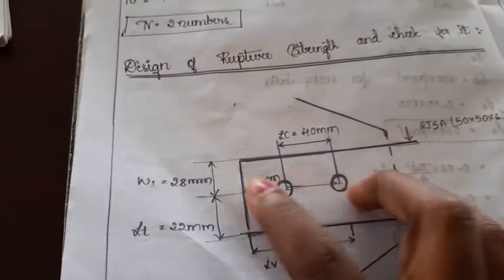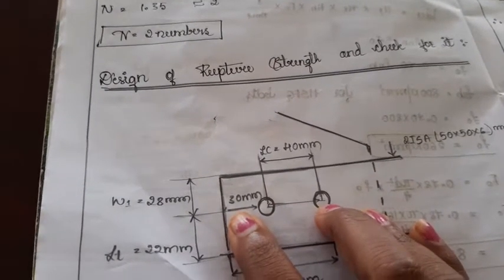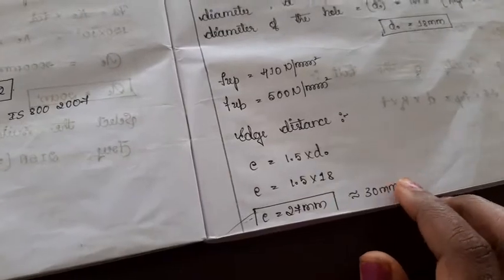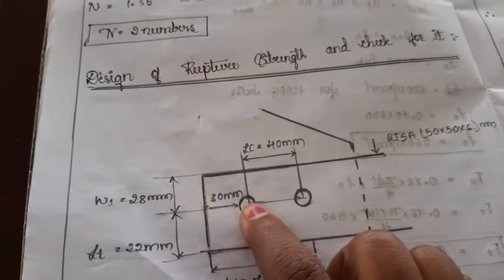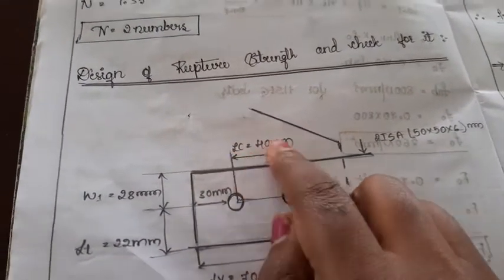That is 40 mm. So that is pitch distance, and edge distance is 1.5 times D0. Already you have calculated your edge distance over here. So the edge distance is 27 mm, round it off to 30 mm. That is what you have written here. So this is edge distance and this is pitch distance.